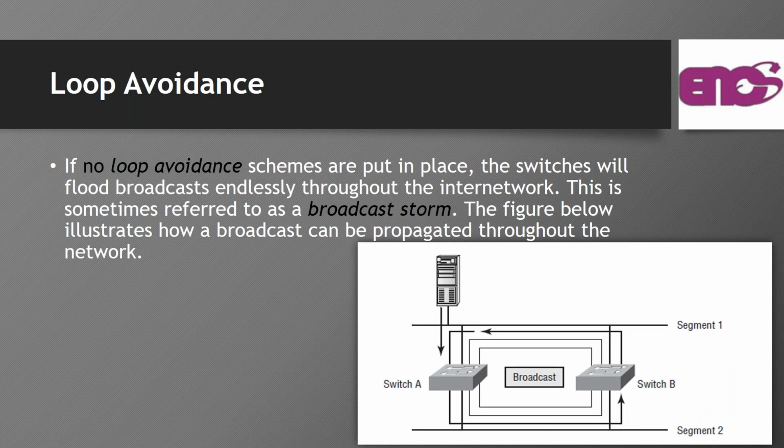Now the third function of a switch at layer 2 is loop avoidance. When you have 2 switches, let me use this as a scenario. You have switch A and you have switch B. Remember that the way a switch learns MAC addresses is that first of all, it will flood every interface and wait for the person to reply.